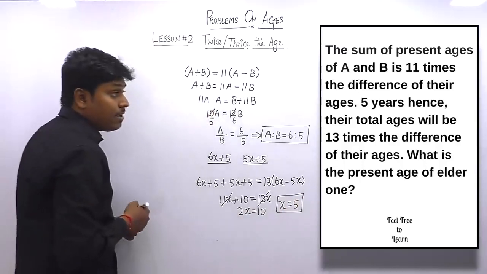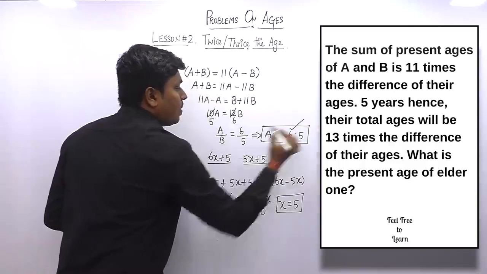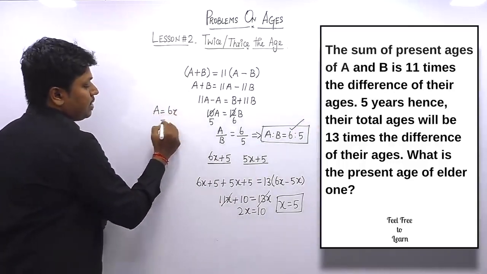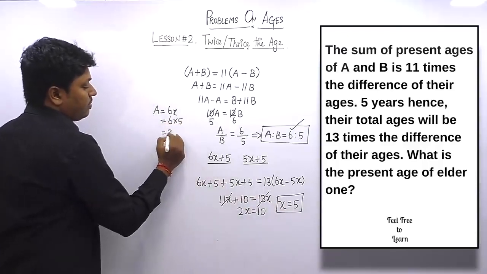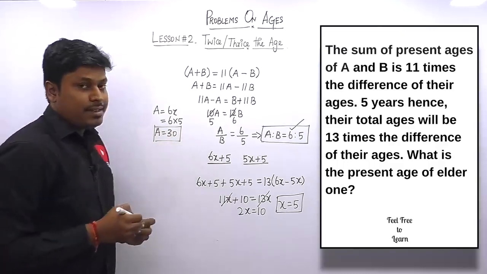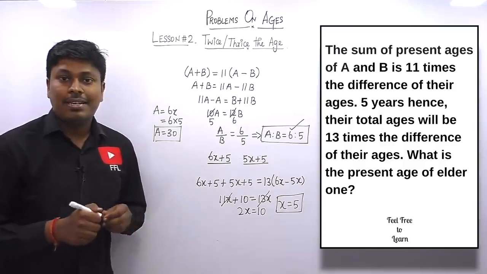And what is our target? Our target is to find the age of the elder one. And we already know that the elder one will be the person A. So A is equal to 6x. And now we found the value of x is equal to 5. So 6 into 5 will be 30. So the elder one's age will be 30 years. So finally we got the answer for question number 2: 30 years.